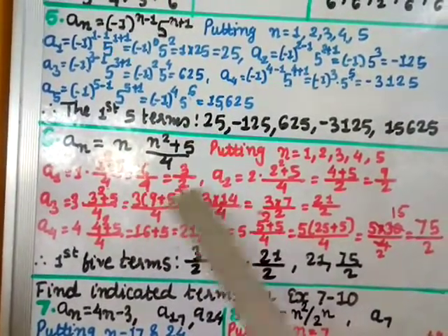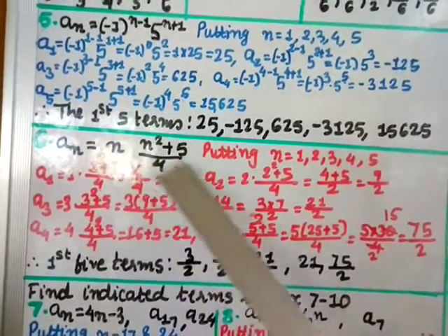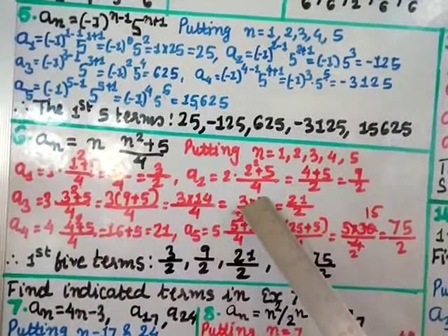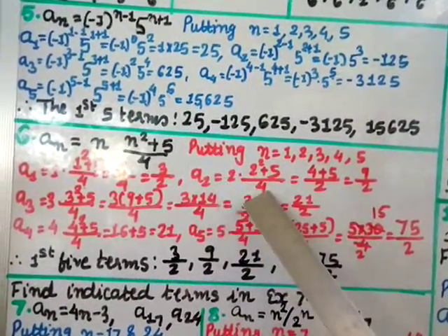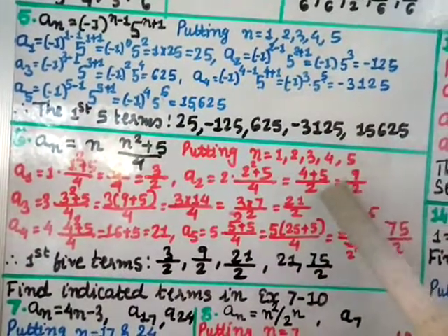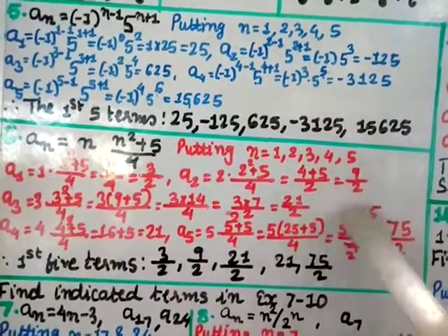Now put n equal to 2. So here 2, here 2, here 2. So a2 equal to 2 into (2 square plus 5) by 4. This also I can cut here. So 2 and 4 when you cut, you get here 2. 2 square is 4 plus 5, which is equal to 4 plus 5 is 9 divided by 2.